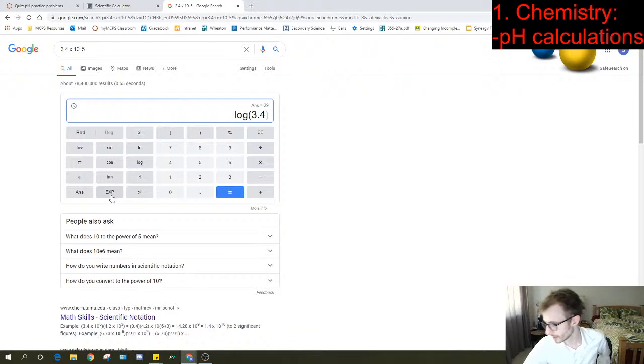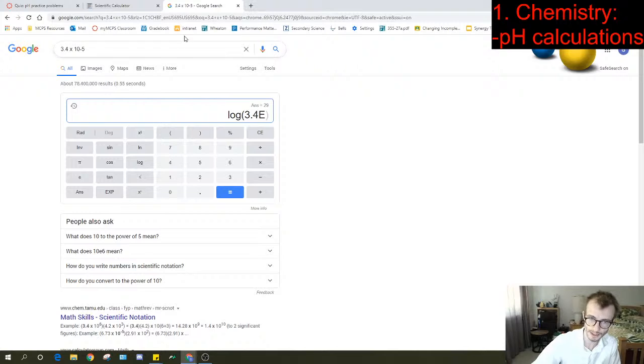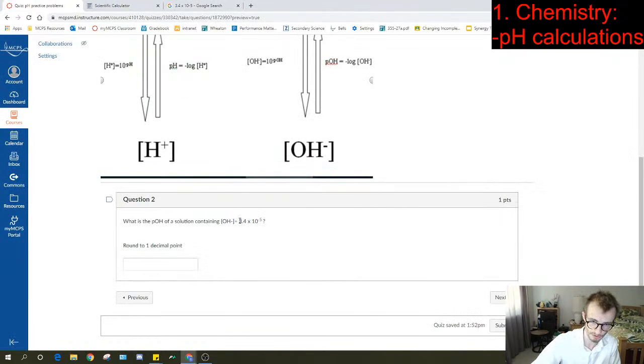Why not a TI? Well, in real life I'll use a TI, but if I'm using a computer, then I'll just use the calculator that's on Google. It's fine. So this exp function works perfectly fine. So again, the number was 3.4 times 10 to the negative 5. So I just have to do the exp and then minus 5.